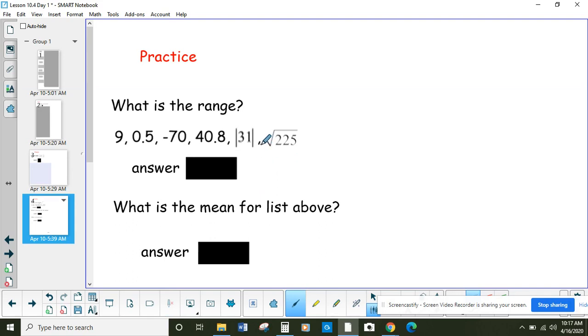Now, how about this symbol right here? It kind of looks like a division symbol, but it's not, right? This is the square root symbol, or the radical. And the number inside is called the radicand. This symbol means what do you multiply by itself to get that number in there?